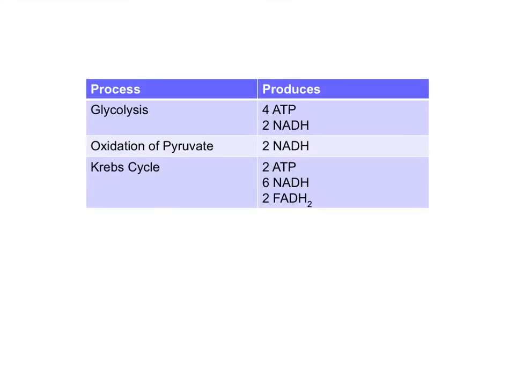Just as a reminder, in the process of glycolysis, we produced 4 ATP through substrate level phosphorylation, and we reduced 2 molecules of NAD+ down to NADH. In the oxidation of pyruvate, we reduced 2 molecules of NAD+ down to NADH. And in the Krebs cycle, we produced 2 molecules of ATP through substrate level phosphorylation, 6 molecules of NAD+ were reduced to NADH, and 2 molecules of FAD+ were reduced to FADH2.